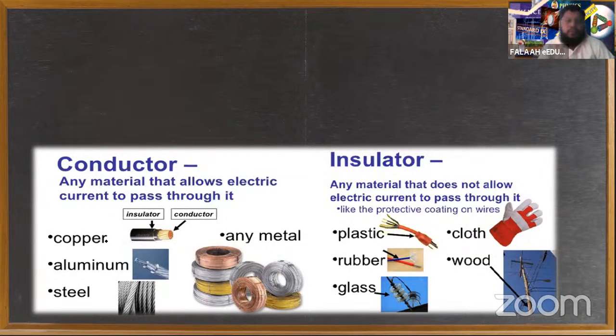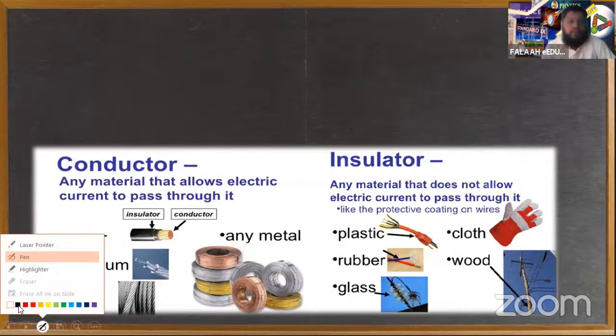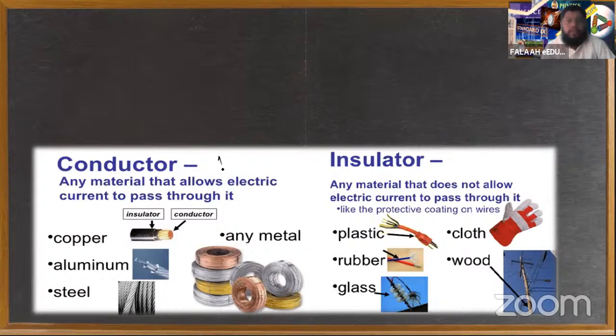Aluminium, copper, steel, silver. Metal. Say all metals. Metals are conductors. Copper, aluminum, steel, any metal, all metals are conductors.